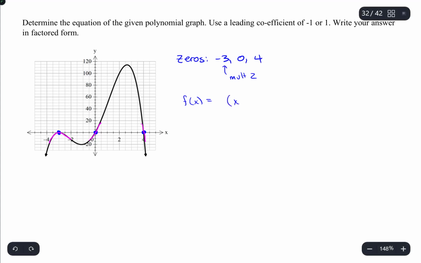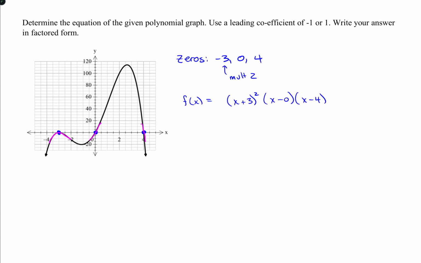So I have to write this 0 as a factor, and it would become x plus 3, but then it gets squared because that 0 happens twice because of its multiplicity. And then I have a 0 of 0 itself, which I could just write as x plus 0, and then x minus 4. I guess technically it would be best to say x minus 0.